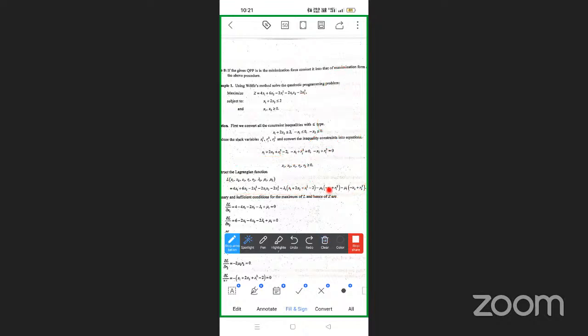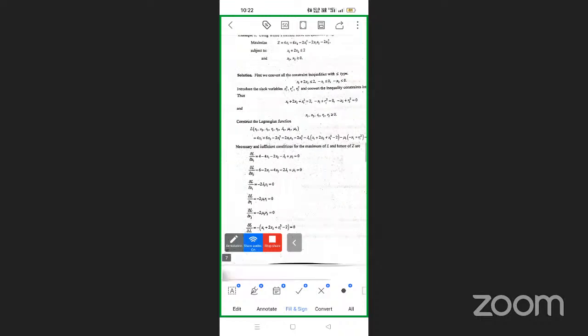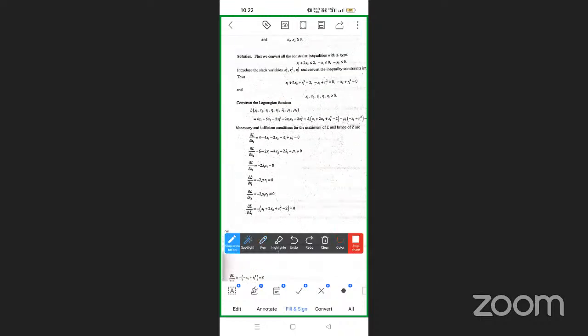Next, differentiate L. So this is equation 1. Next, differentiate equation 1 with respect to all variables, that is x1, x2, s1, r1, r2, mu1, lambda, all of them. So these are the derivatives. Differentiate L with respect to each and every variable in the Lagrangian function.